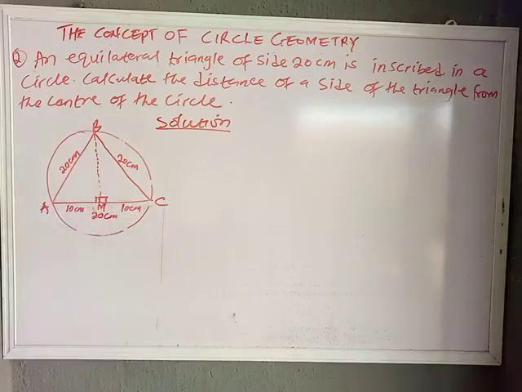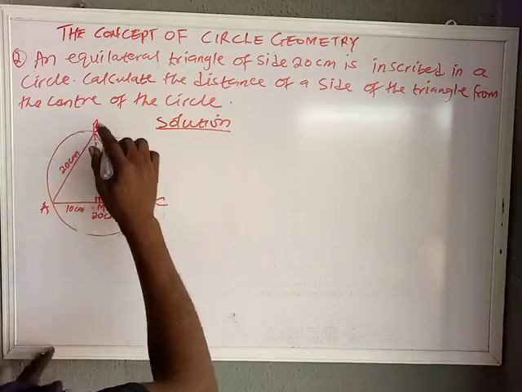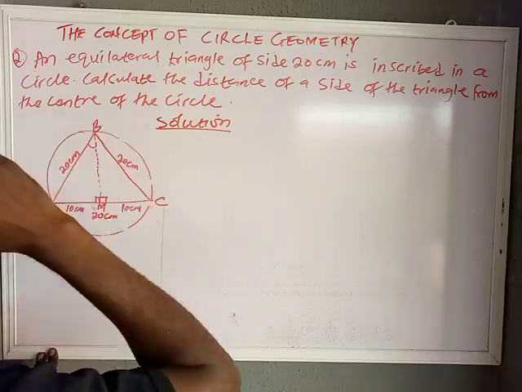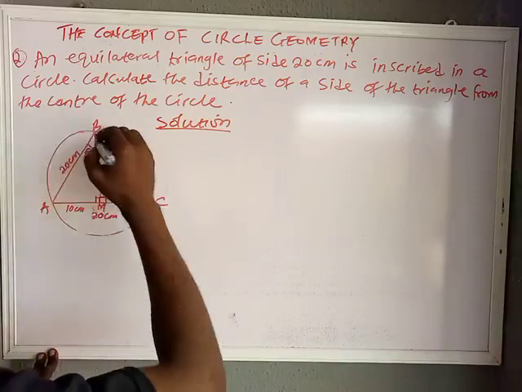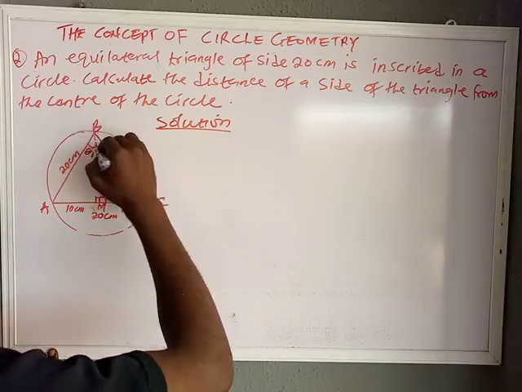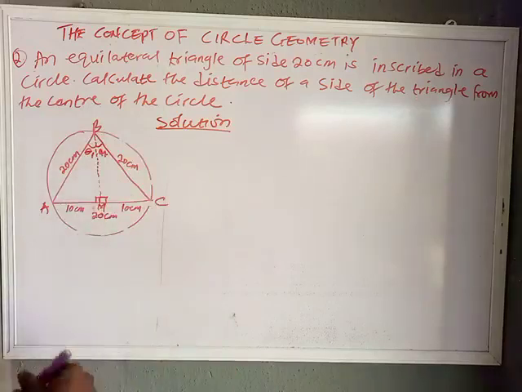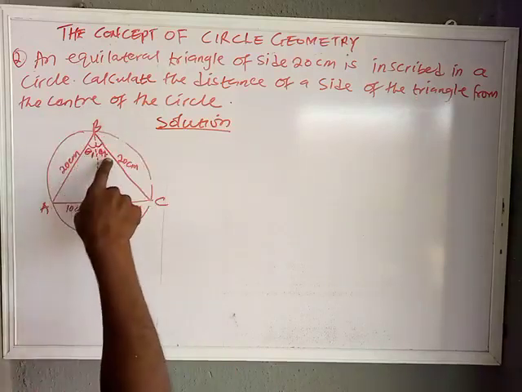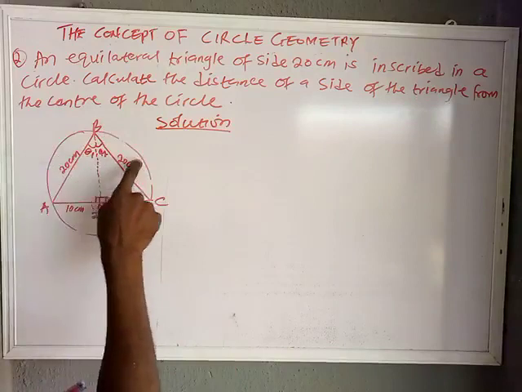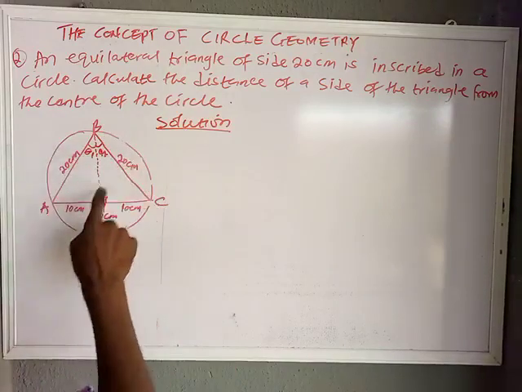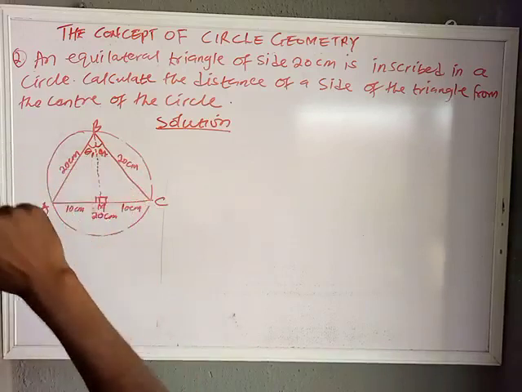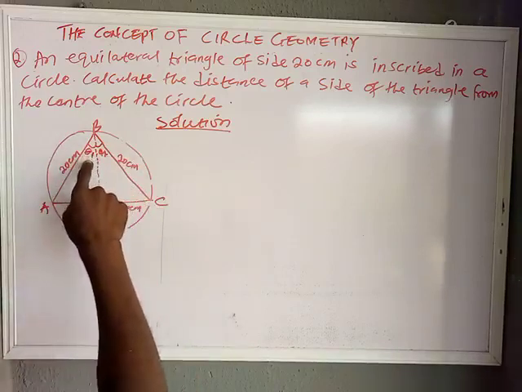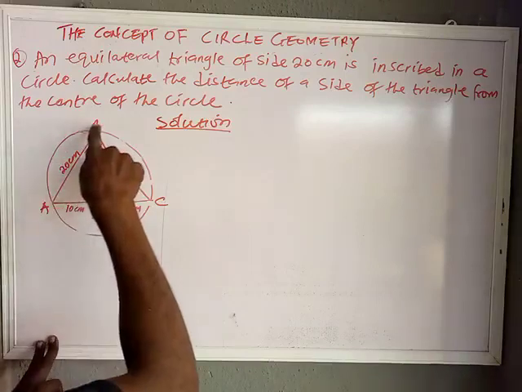Now let's consider an angle here. Let's call this angle theta 1, and here too will be theta 2. Theta 1 is going to be equal to theta 2 because all the sides are the same: 20, 20, 10, 10. So theta 1 will be equal to theta 2.